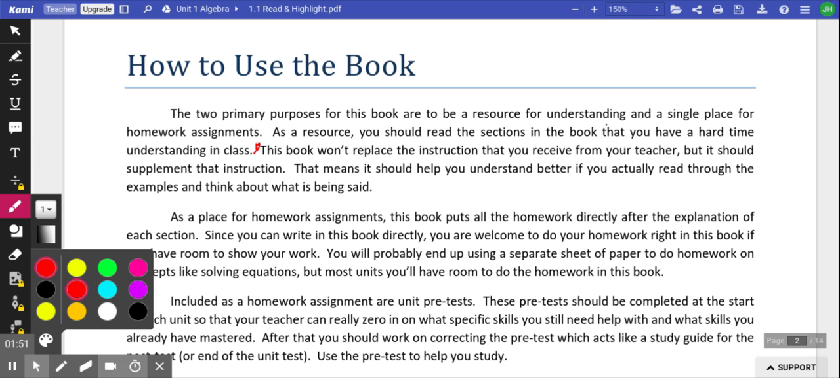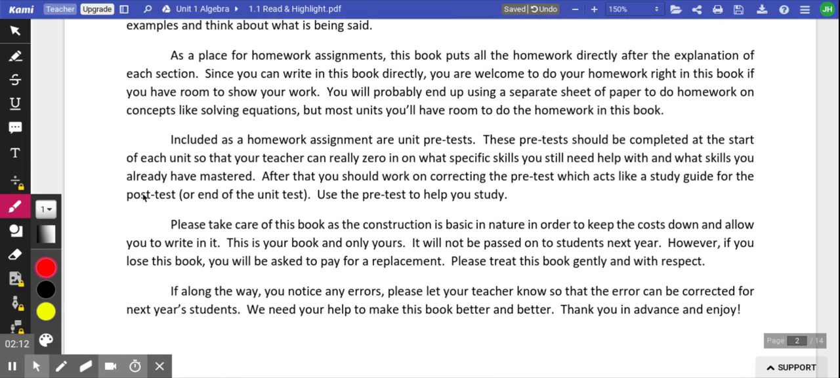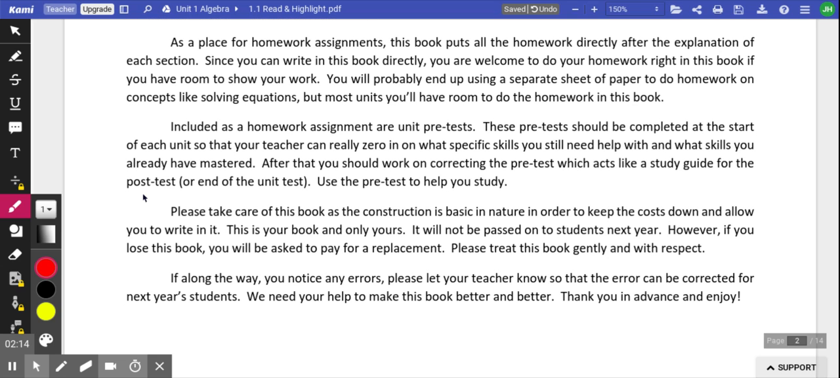Okay, so moving on in my reading. This book won't replace the instruction that you receive from me, but it should supplement that instruction. That means it should help you understand better if you actually read through the examples and think about what's being said. This book is also a place for homework assignments. The book puts all the homework directly after the explanation of each section. Since you can write in this book directly, you are welcome to do your homework right in this book if you have room to show your work.